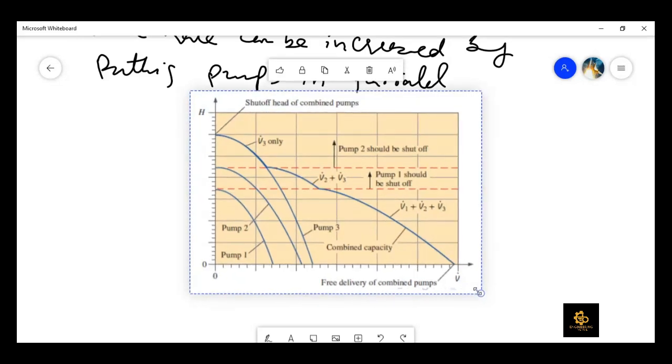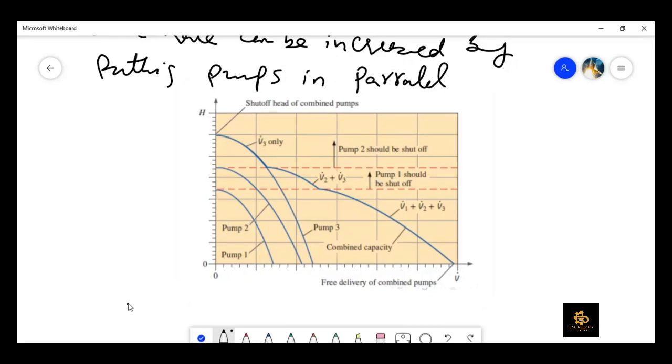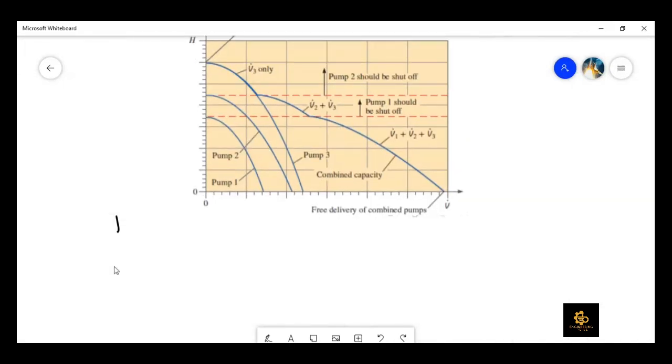Okay. Now, these are the characteristics of those three pumps which are installed in parallel. You can see that pump one is the pump which has the minimum capacity in terms of volume flow rate, pump two is the pump with the intermediate capacity, and pump three is the pump with the largest capacity.